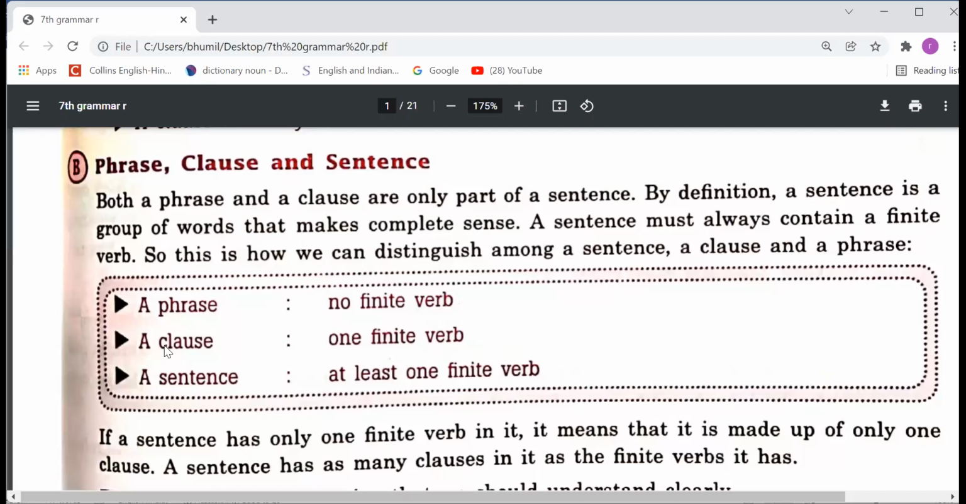Now let's talk about the clause. Sorry, one finite verb. Clause में one finite verb होती है, phrase में नहीं. A sentence: at least one finite verb. So उसमें कम से कम एक finite verb होती है.